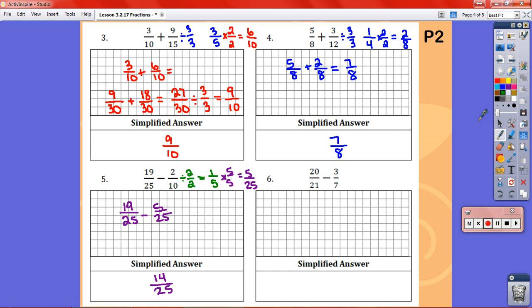Okay, same idea. 20 21sts minus 3 sevenths. That's as simple as it gets, and 3 sevenths also as simple as it gets, but sevenths go easily into 21sts just by multiplying by 3, by splitting those pieces up into 3 pieces. So 3 times 3 is 9, and 7 times 3 is 21. So it's 20 21sts minus 9 21sts. So we get 20 minus 9 is 11. 11 21sts.